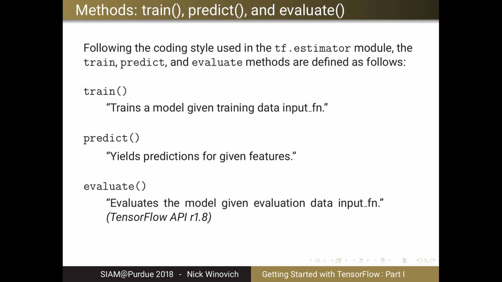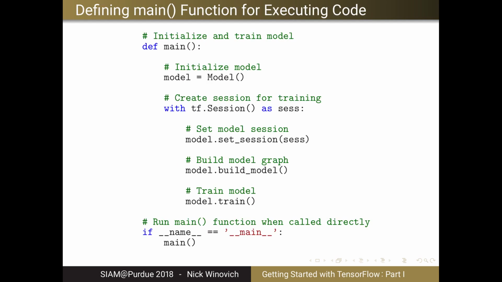And then train, predict, and evaluate. This is following the API for what TensorFlow refers to as estimators. My examples are not strictly speaking estimators, but they follow the same principle. Basically, you should define a train method, which trains the model given an input function. So you tell maybe the iterator for your data set. And then a predict method for making predictions, and an evaluate method for evaluating your trained model in terms of your specified loss function.